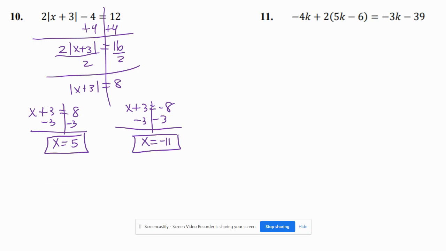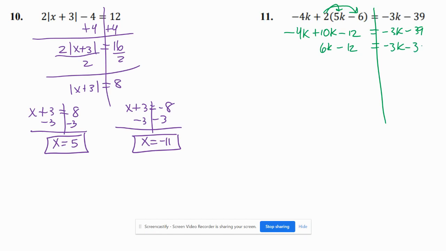On the right, we just have another equation that takes more steps. We'll do distributive property first. So -4k, 2 times 5k gives us a +10k. 2 times -6 gives us a -12. Bring down the right side. Then we'll combine like terms. -4k plus 10k gives us 6k. Bring down the -12 and then bring down the right side.